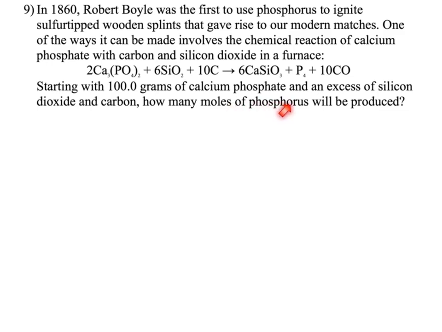And then it says how many moles of phosphorus will be produced. That means you're looking for phosphorus by itself, and the only product which is phosphorus by itself is this one here. So we're going from calcium phosphate, the substance that's first in the equation, to phosphorus at the end. We are going from grams of calcium phosphate into moles of phosphorus.